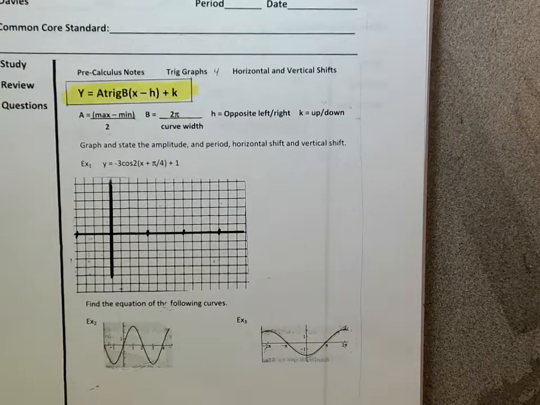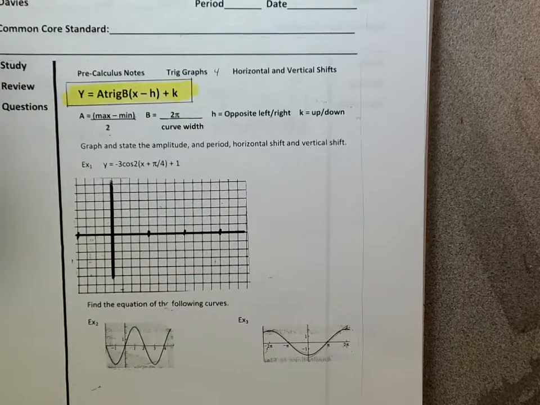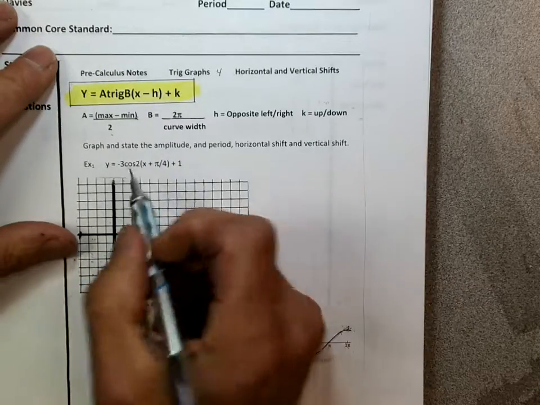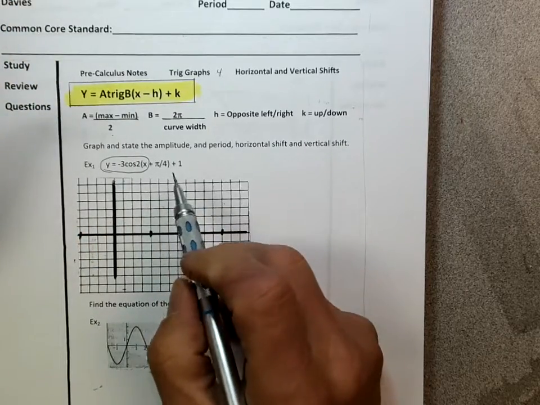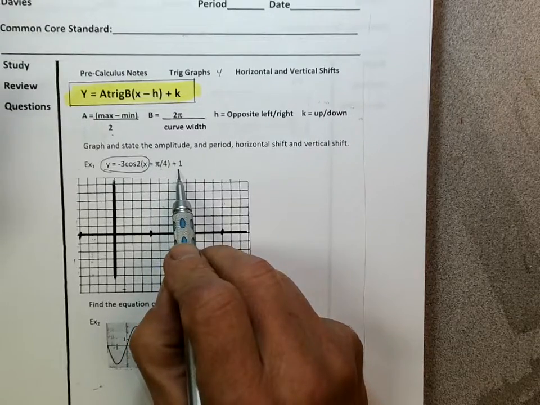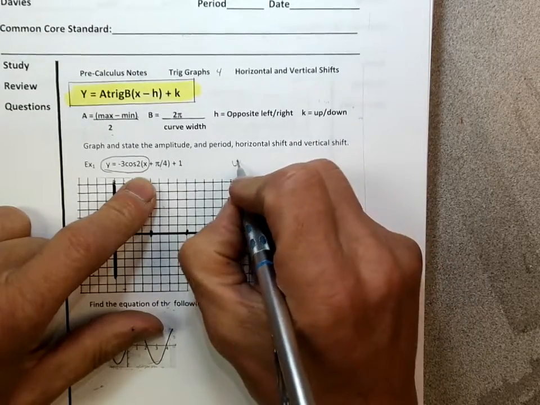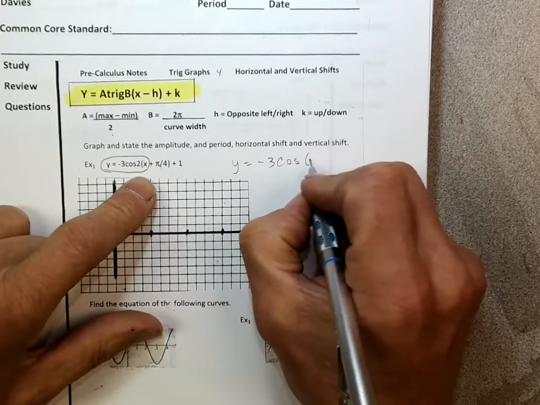So example 1 has several steps to it. It really does. So what I'm going to do is do it in 2 steps. The first part I'm going to graph, and I'll put it in pencil so that I can move it. The first part I'm going to graph is just this piece here. I want to do all of my horizontal and my vertical shift second. So I'm going to graph first just y equals -3 cosine of 2x.